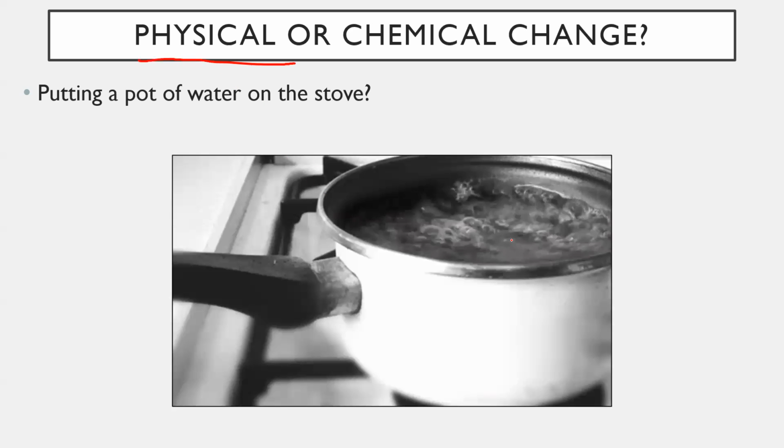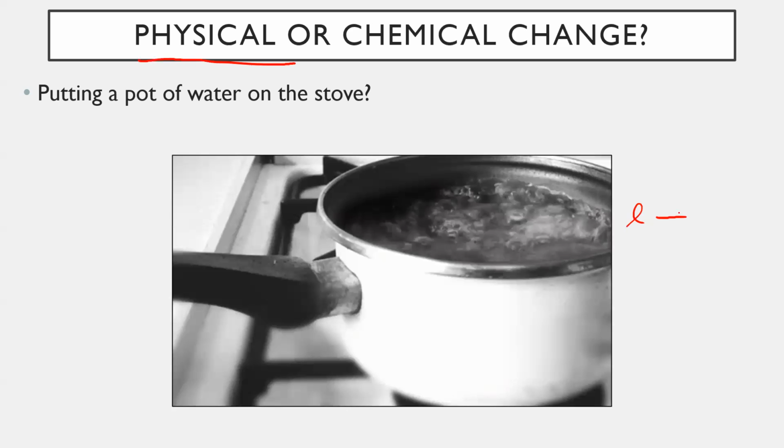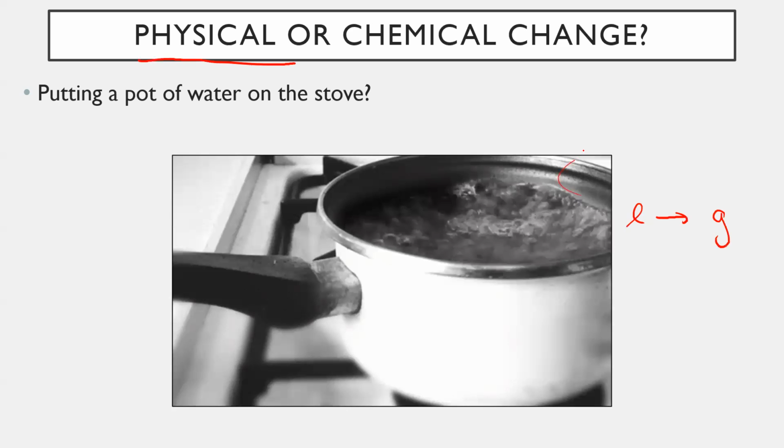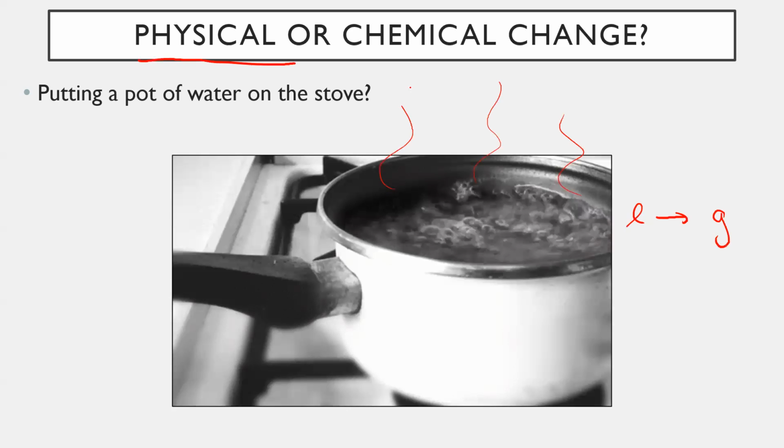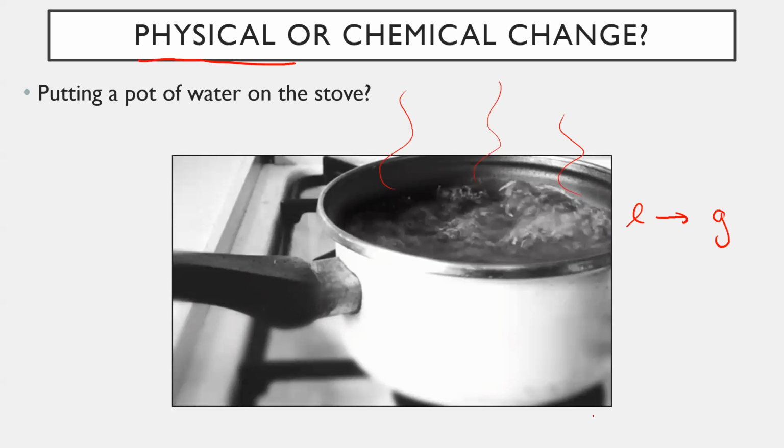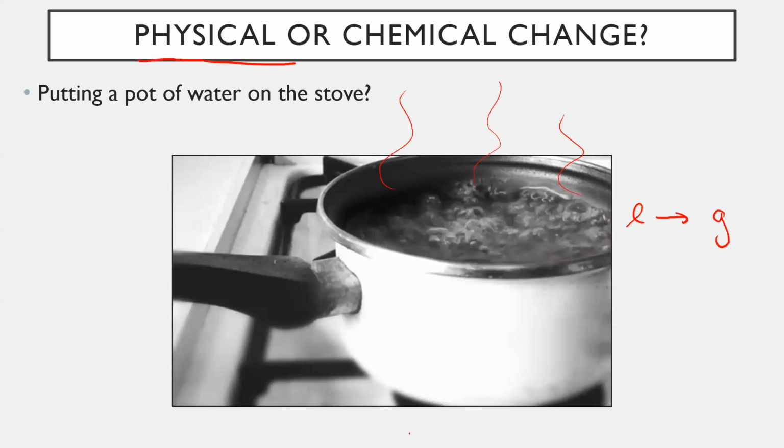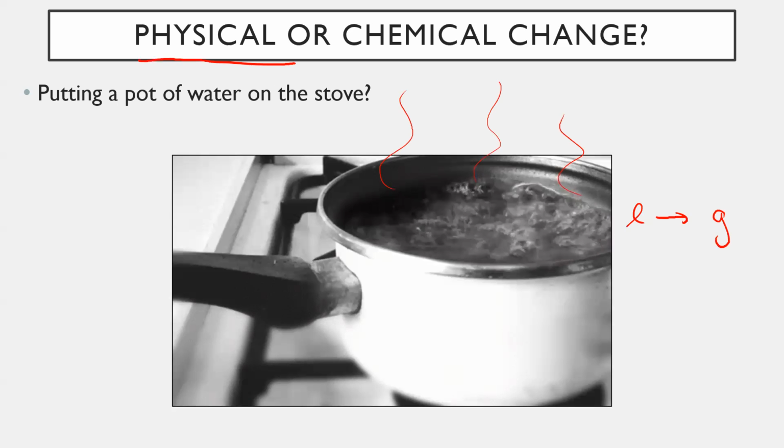All it's doing is the water is turning from a liquid into a gas, right? So there's water vapor coming off of this. It's invisible, we can't see it. I mean, steam can kind of be seen a little bit. But again, all you're doing is changing it from one form to another. It is not changing what it is. So there's nothing new being produced. It's just changing from a liquid into a gas form.